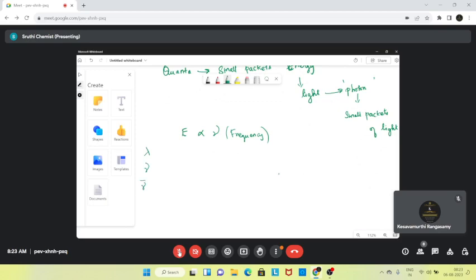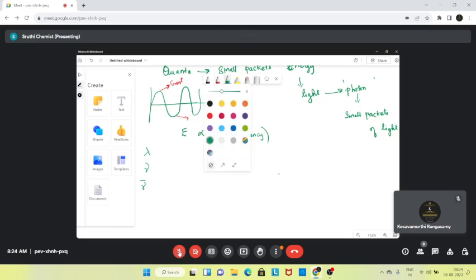For example, let's consider this as an x-axis. The waves are moving like this. What is this position called in waves? Crest. Very good. This is the crest. What is this position called? Trough. Very good. It is the trough.